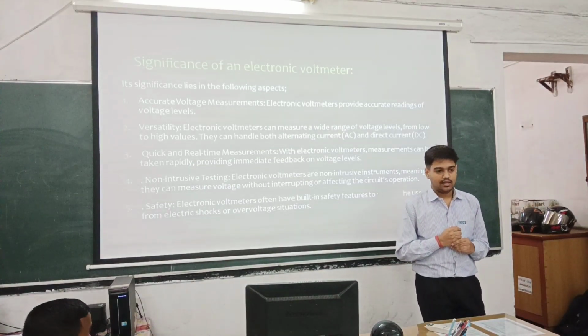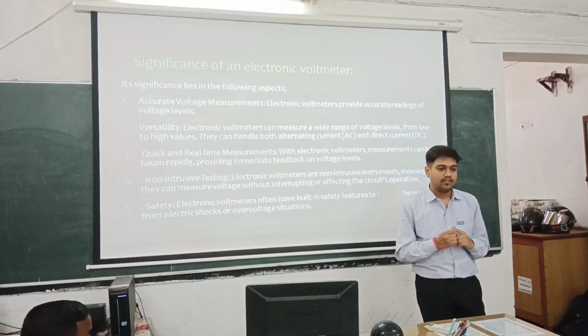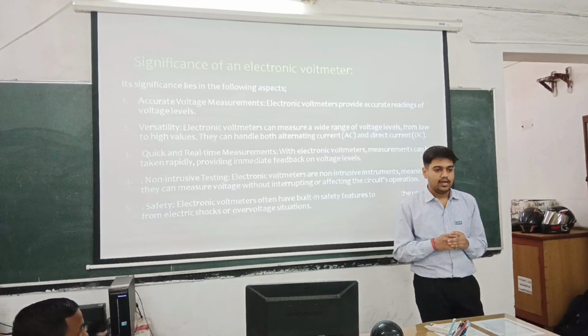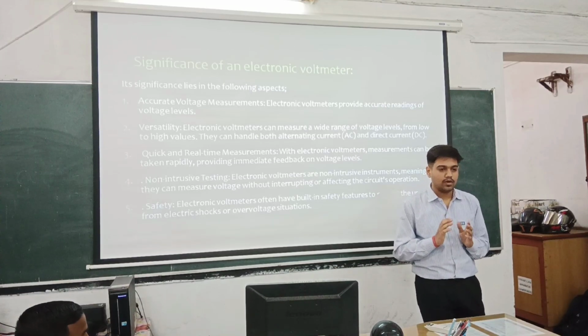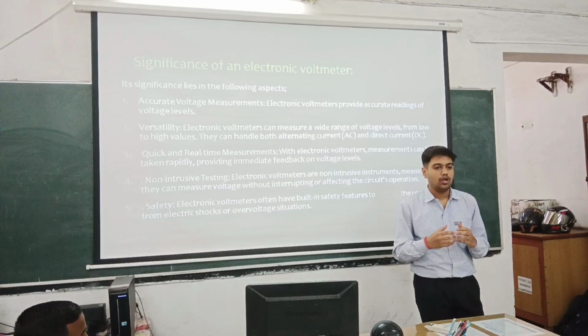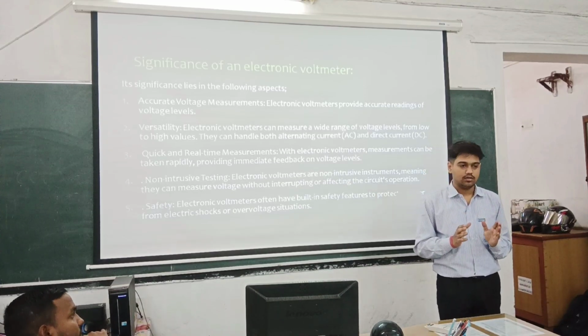And the last is safety. Electronic voltmeters are very safe. They are insulated inside, and there is an overloading circuit inside, so that if the voltage crosses the limit, it stops working. So the electrician or anyone else doesn't get a shock.